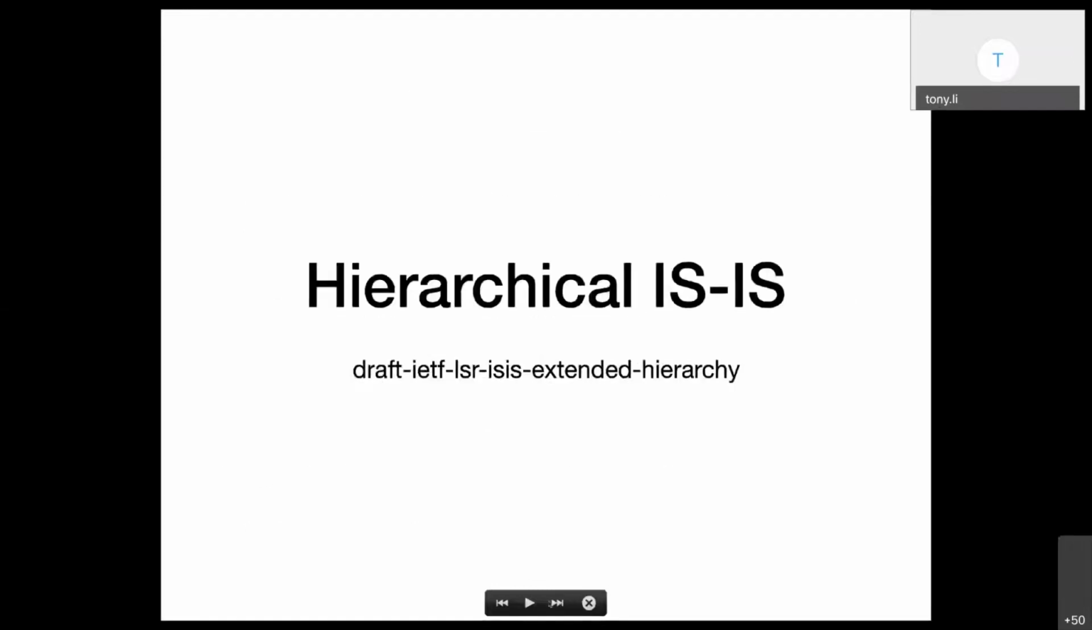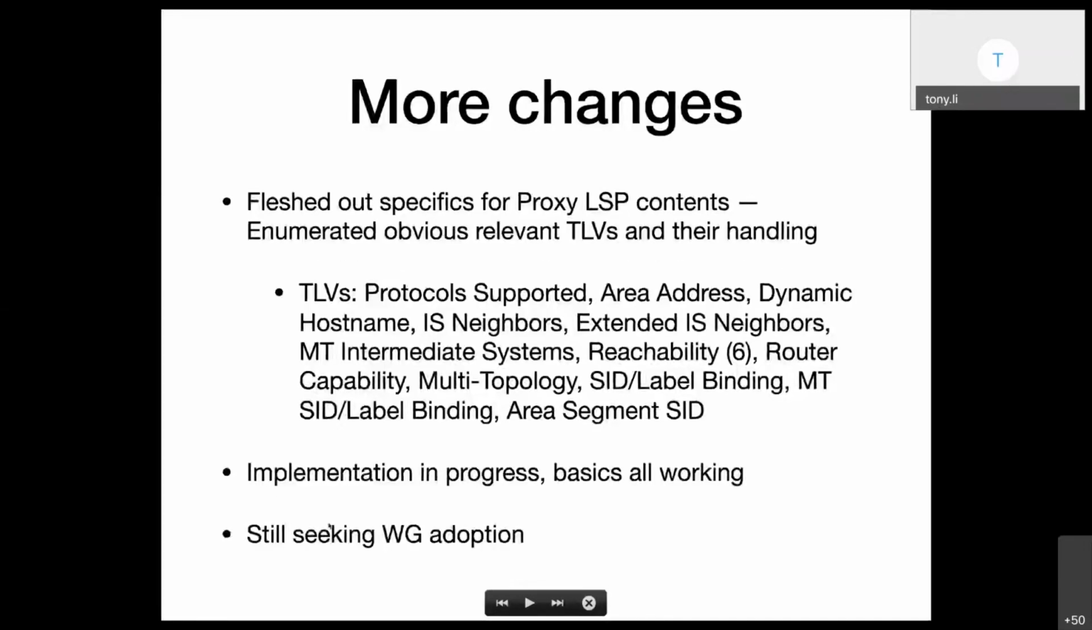Our implementation is in progress. Hang on. We have the basics working. We don't foresee any further bumps in the road, but of course, you never know until you've actually had it deployed for a while. And we are still seeking working group adoption. Are there any questions about area proxy?